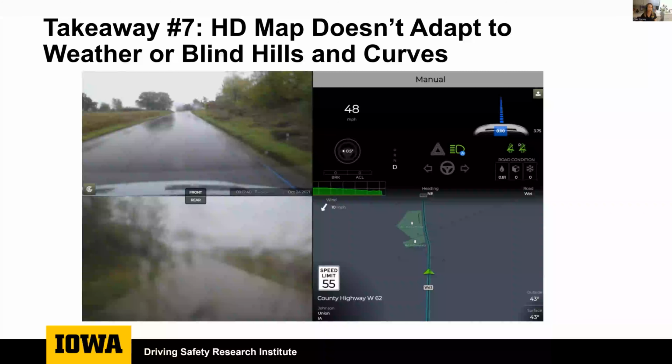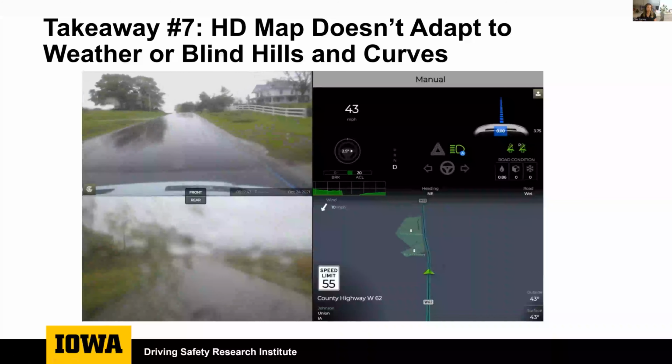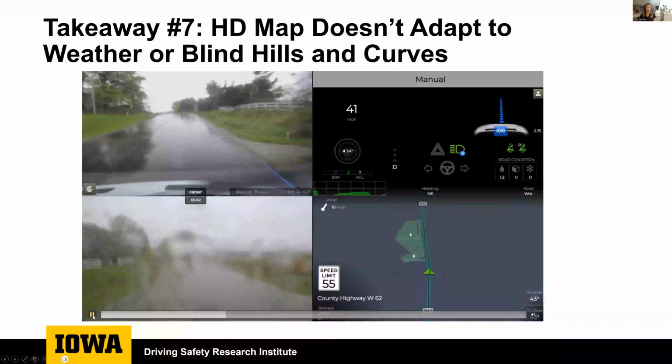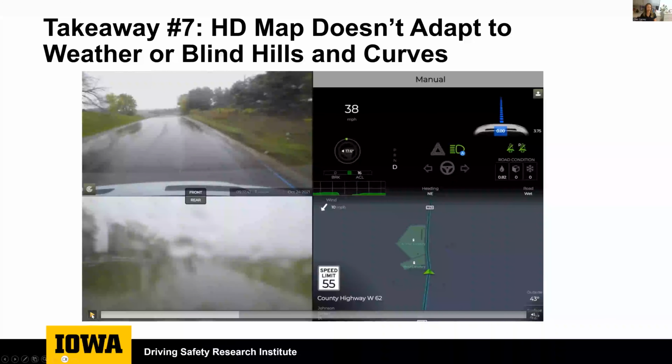Changes in road geometry also impact the driver's choice of speed. So in this video, you see the vehicle driving on the blacktop portion of the route. The speed limit on this road is 55 miles per hour. We felt like that was a little bit too fast, and so we lowered the speed to 50 miles per hour. And again, for most of the roadway, this was fine.